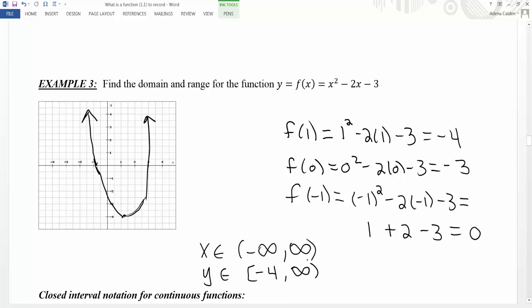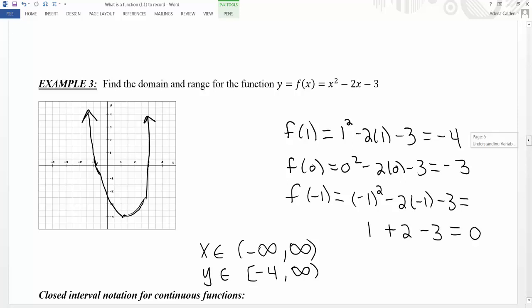This function is continuous because it can take on every value. So when we use this type of notation, it says that you can get every value between the two values listed. So for example, in the range, I can get anything between -4 and infinity. I could get 0, I could get 1, I could get pi, I could get lots of decimal numbers as long as they're between -4 and infinity. So this notation is used for continuous functions.